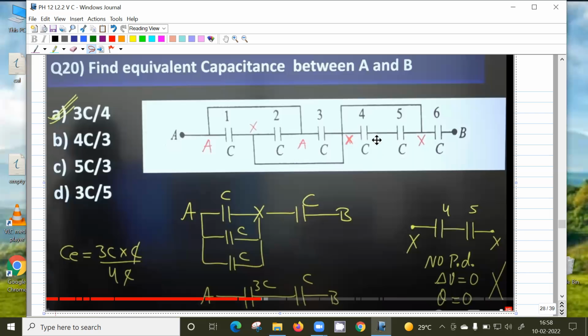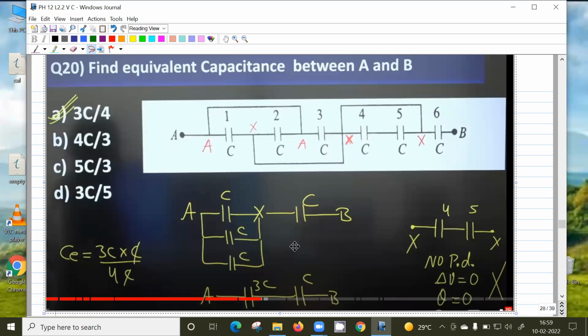These two, 4 and 5, I can combine as C by 2. So C by 2 is between X and X, and it will drop out. It's like a short circuit. So I can forget 4 and 5. If they are connected to the same potential, we can leave them out.